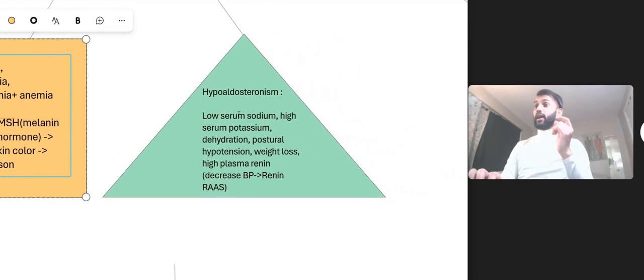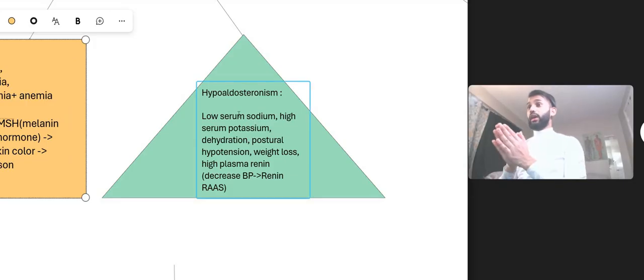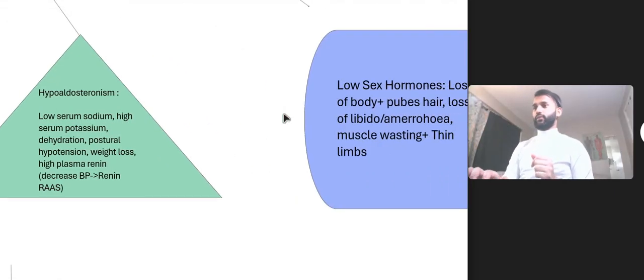Okay. The other includes hypoaldosteronism. When we say that, we just mean low sodium. If there is low sodium, what will happen to the potassium? It will get elevated. You'll become dehydrated, with postural hypotension, weight loss, and high plasma renin because of the low blood pressure. Those kinds of things you can see. But the thing which I want you to pick up is low sodium, high potassium in this one.